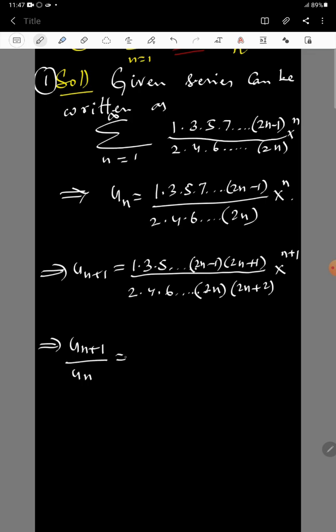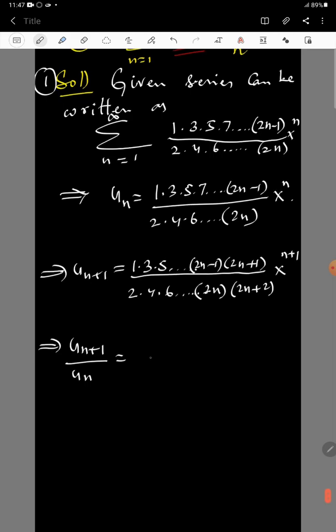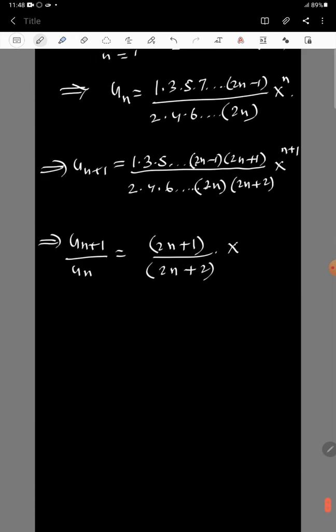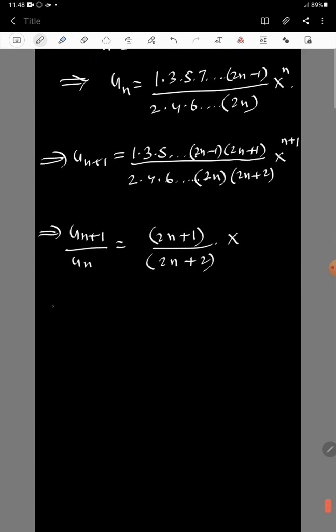un is equal to, now you can see that all the terms will get cancelled except the remaining thing, that is 2n plus 1 divided by 2n plus 2 into x to the power of n plus 1, and here x power n comes in the denominator, x power n gets cancelled, so 1x is remaining. Now this is the value of un plus 1 by un.